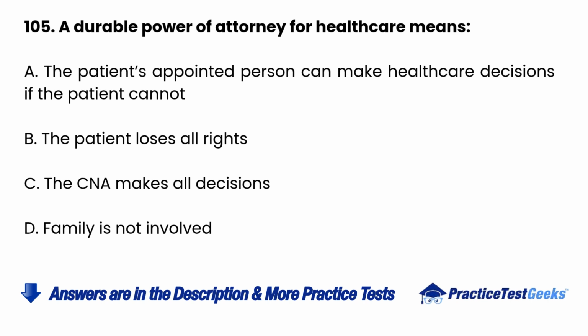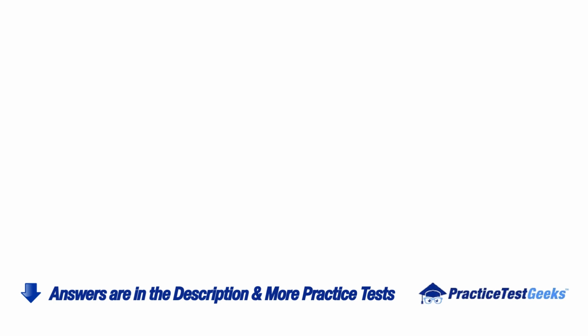105. A durable power of attorney for healthcare means: A. The patient's appointed person can make healthcare decisions if the patient cannot. B. The patient loses all rights. C. The CNA makes all decisions. D. Family is not involved.